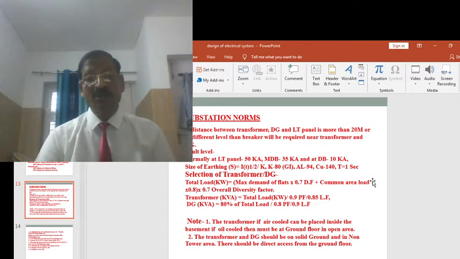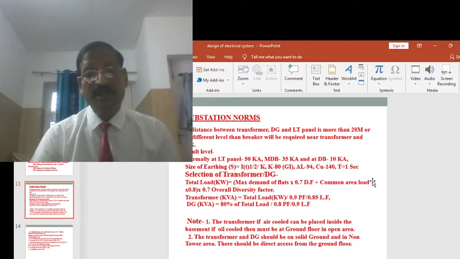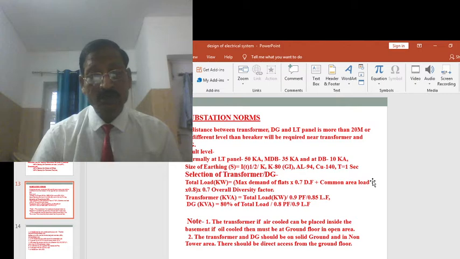If the distance between the transformer, DG and LT panel is more than 20 meters or they are at different levels, then a breaker will be required near the transformer and DG.